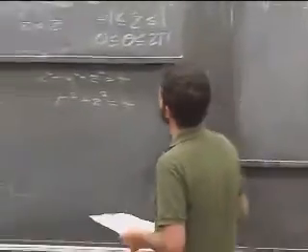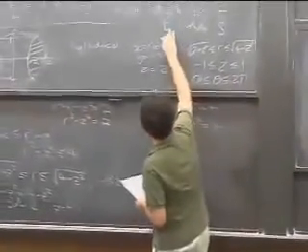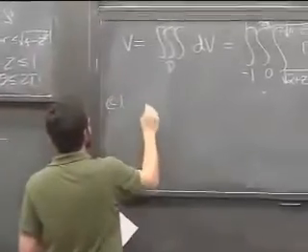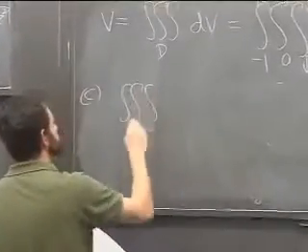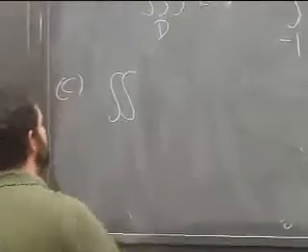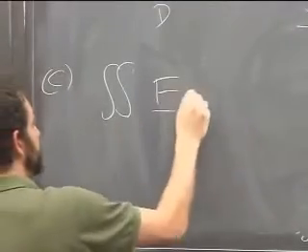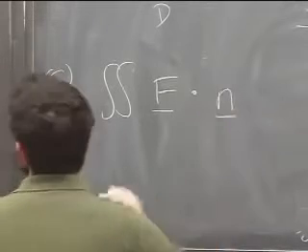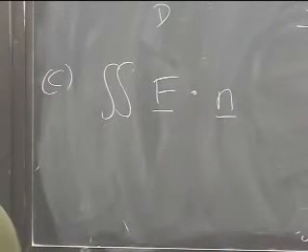However, the last part does. It says compute the outward flux of, this is not E, this is F underline, through S. So for part C, we're looking for the outward flux, F dot N. Now, when it says through S, what is S?